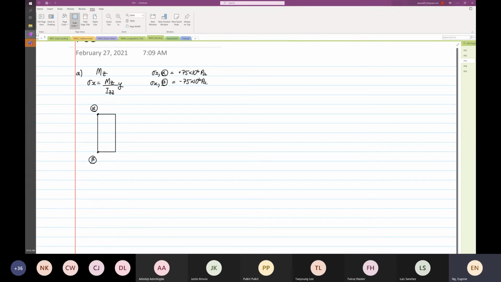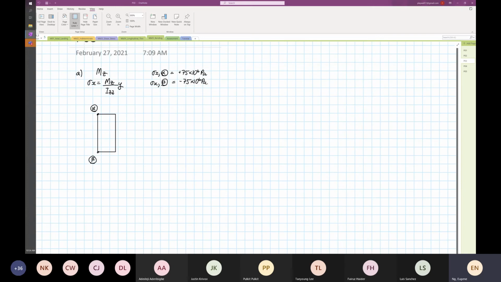So what I'm going to do now is sketch the normal stress distribution. On this sketch, I'm going to change my view, because I can't see my cursor now. We're going to draw this, and I'll draw it relative to the boxes.